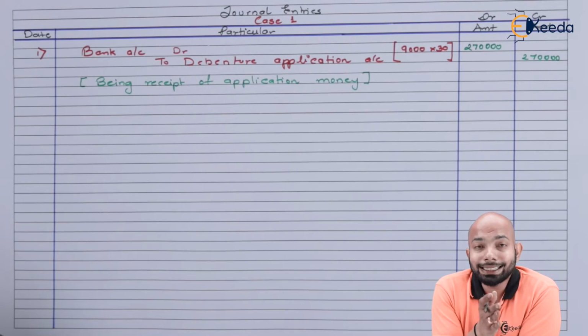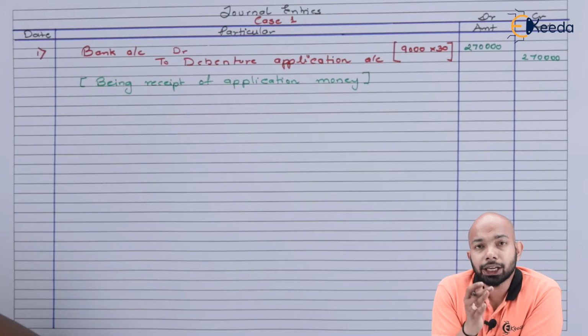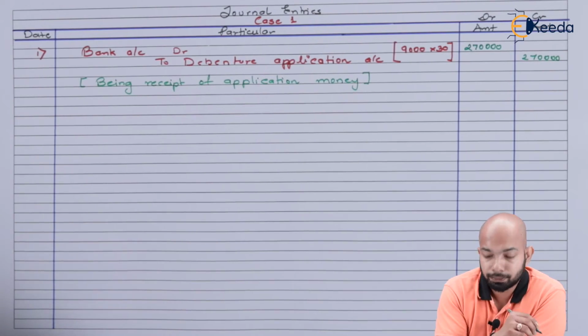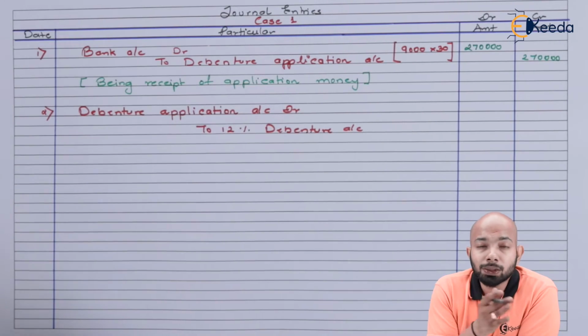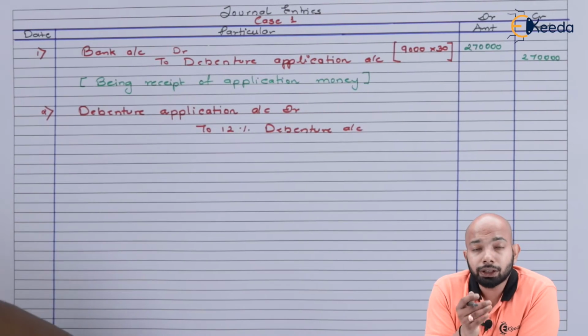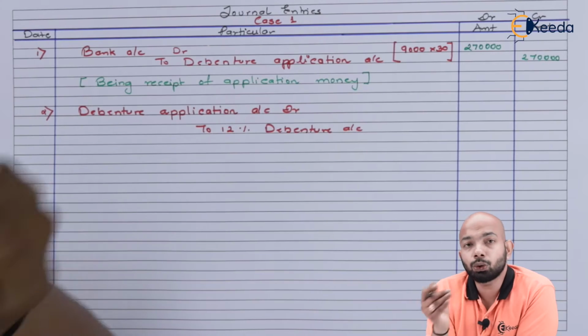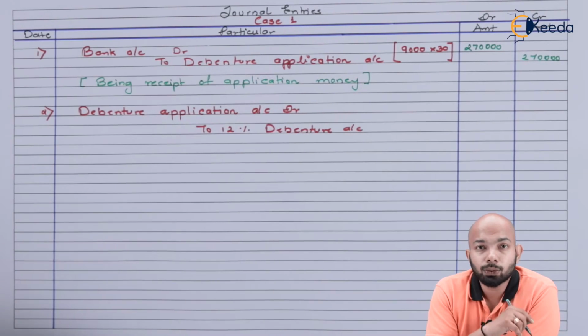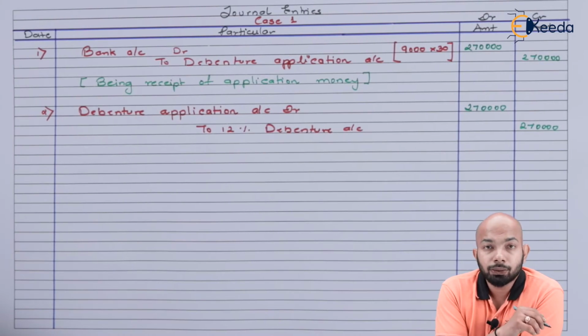Now, the next entry will refer to the transfer of this application money to share capital, or rather debenture capital. As there is no pro rata and no oversubscription here, whatever total we have received in application will be the total amount moved to the debenture account. So that will be 2,70,000. Let's mention the narration now.